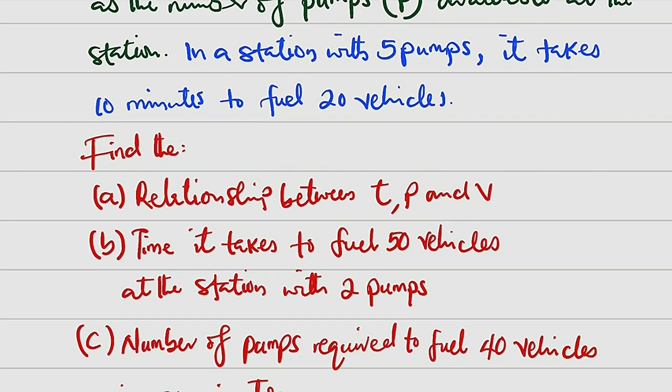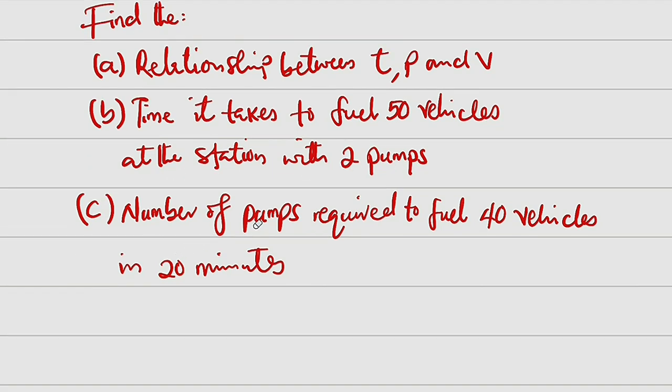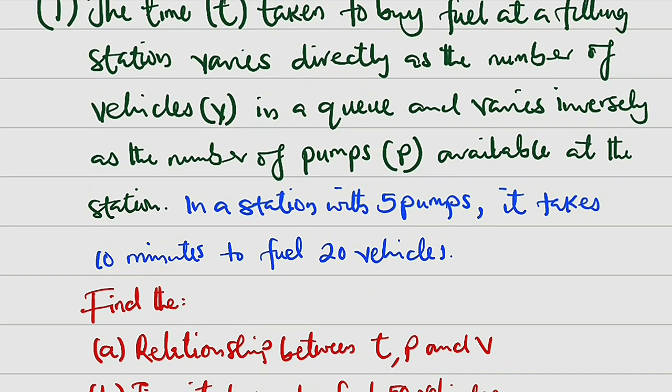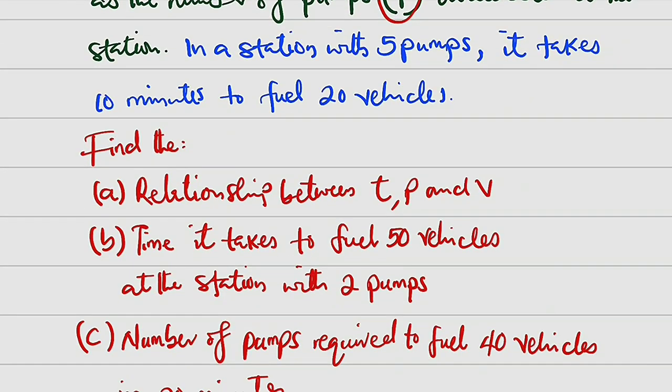Find the A. Relationship between T, P, and V. B. Time it takes to fuel 50 vehicles at the station with 2 pumps. C. Number of pumps required to fuel 40 vehicles in 20 minutes. Alright, you can see that T varies directly as V and inversely as P. So let us write it.